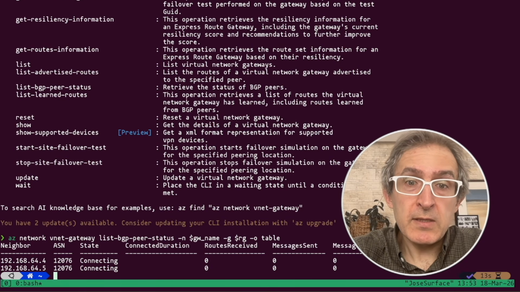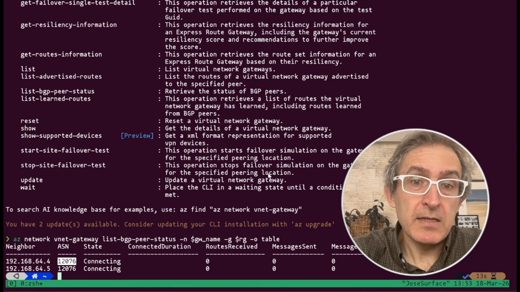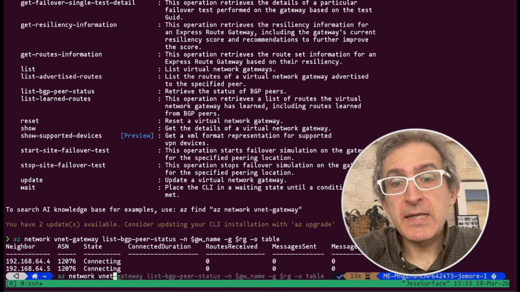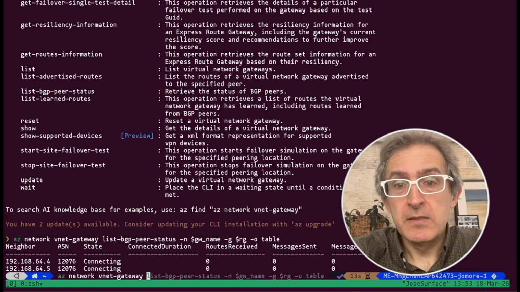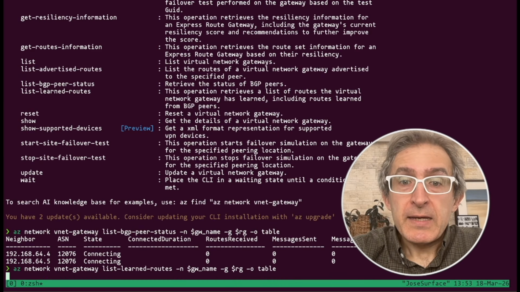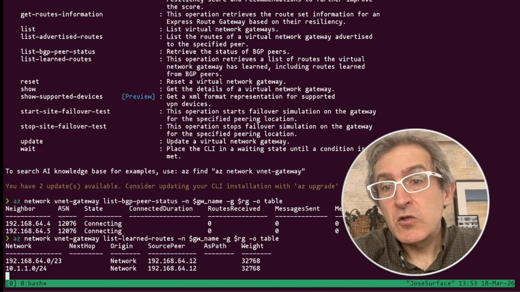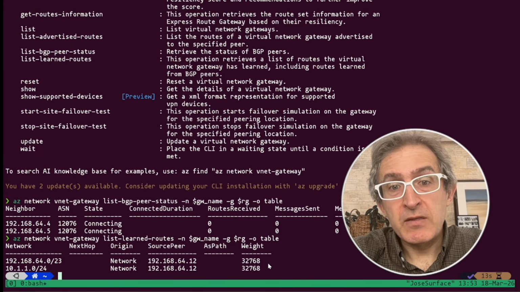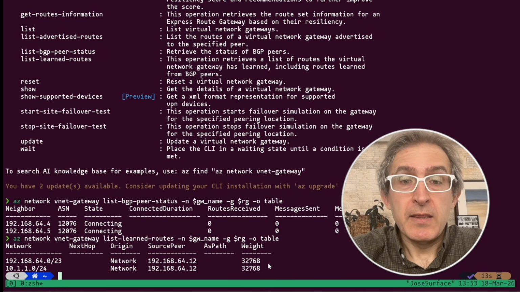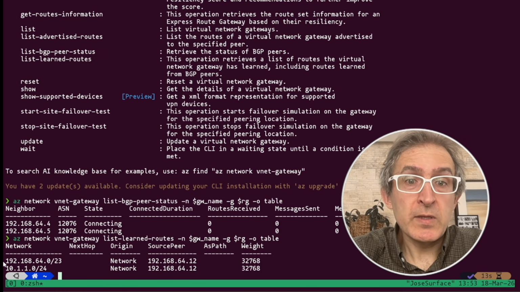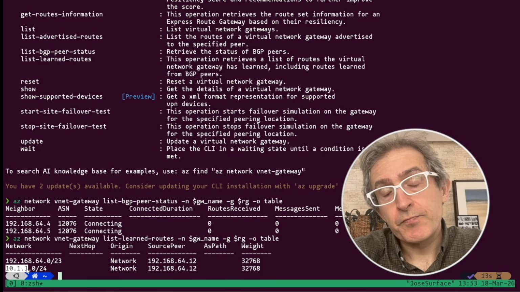Well, we do see the neighbors connecting. What I meant is they're not connected yet. They are in the connecting state, which means that the connection is not yet complete. We will verify that by inspecting the learned routes. As you can see, there's nothing learned over BGP. There's only these two routes that are the virtual networks that are existing in the environment. One is the hub, the first one, and the second one is the spoke.